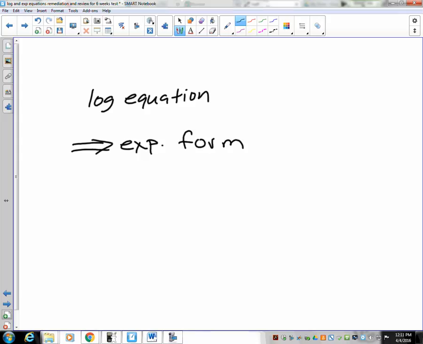Now, what are some other potential problems that I might have to do first? You might have to isolate. If it's multiple logarithms, like on number 11, what do you have to do? Combine them using your properties, product and quotient properties.